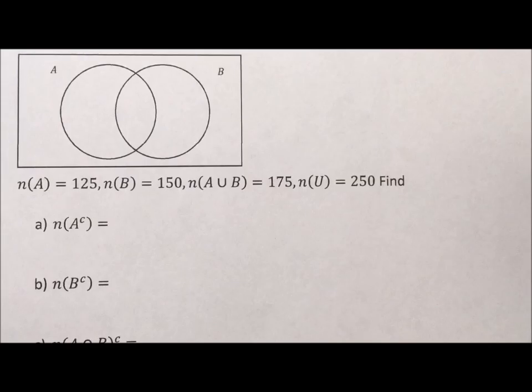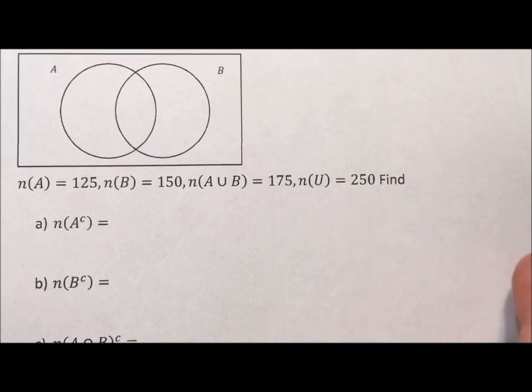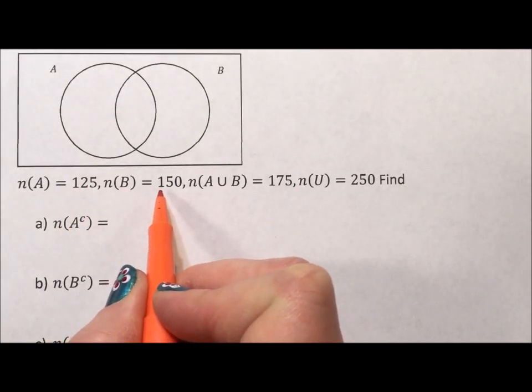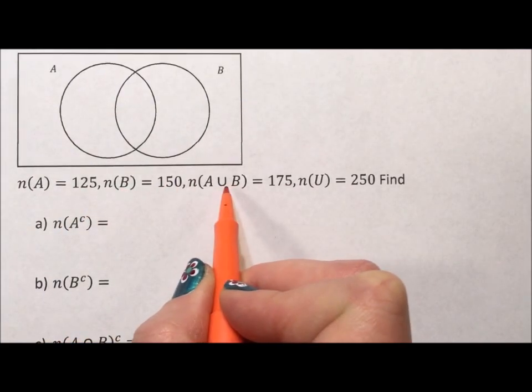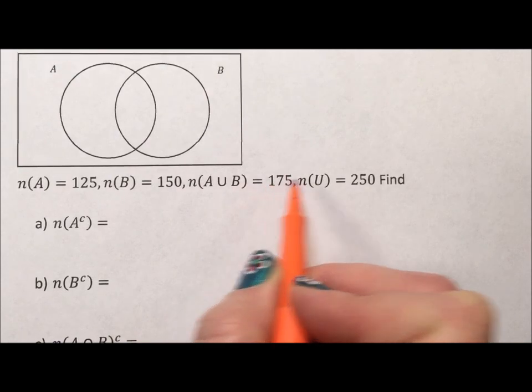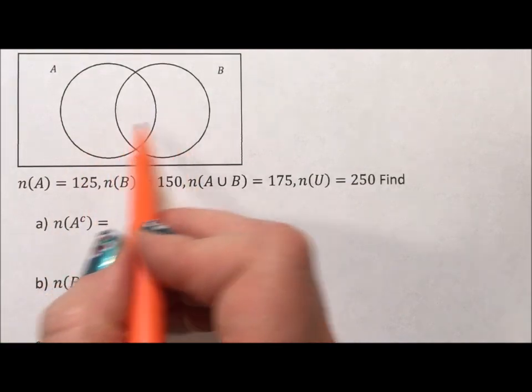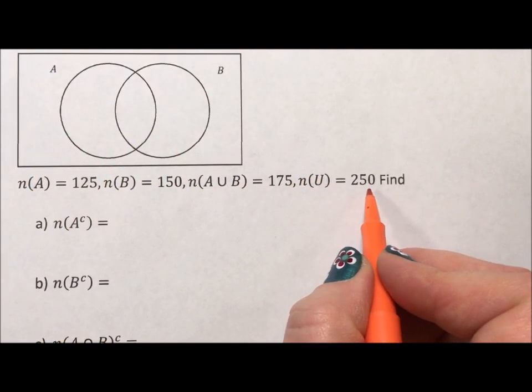Today I'm doing a series of videos on sets and set notation. In this one, we're looking at the number of elements in a set. So set A has 125 elements, set B has 150. The union, putting them together, has 175. And the universe, that would be everything, both inside the circles and outside, is 250.